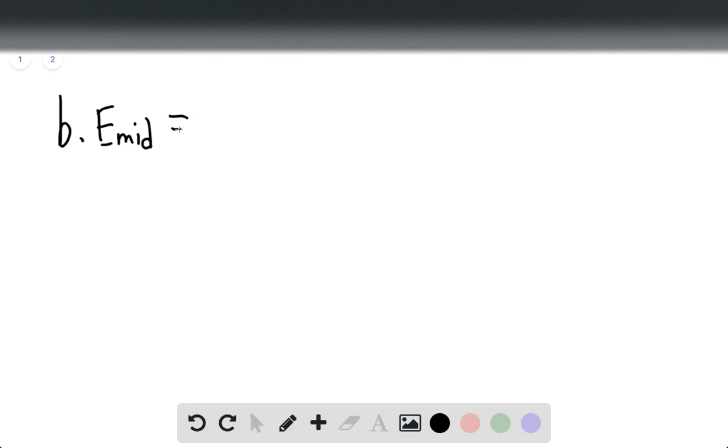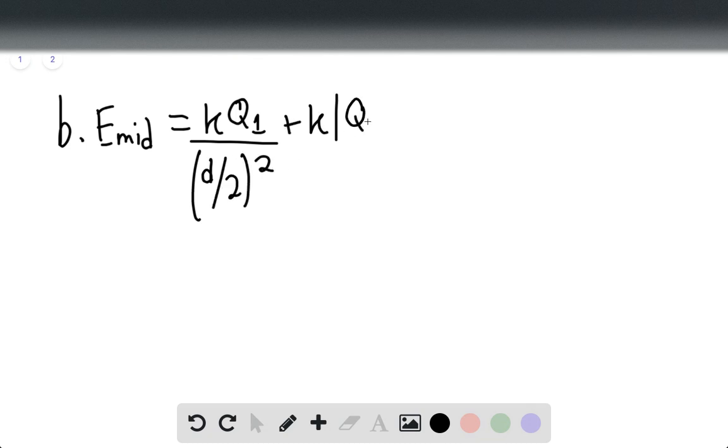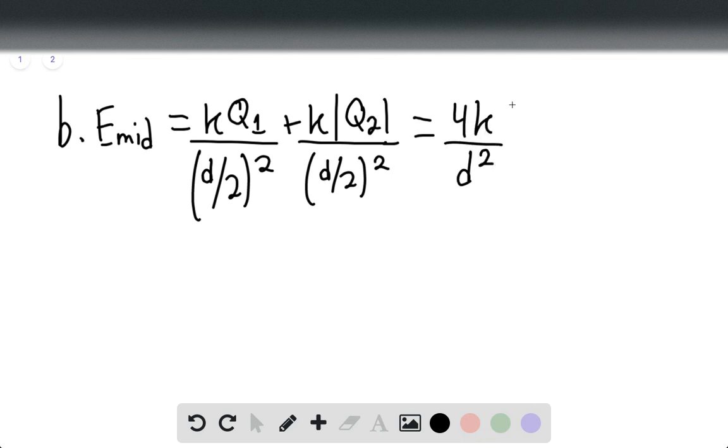Your answer for part B is going to be the magnitude of the electric field at the midpoint, and this is going to be KQ1 over D over 2 squared. However, here it's going to be plus K, the absolute value of the second charge, divided by, again, D over 2 squared. So we find that this is going to be equal to 4K divided by D squared, and then Q1 minus Q2. So this is going to be, of course, higher.